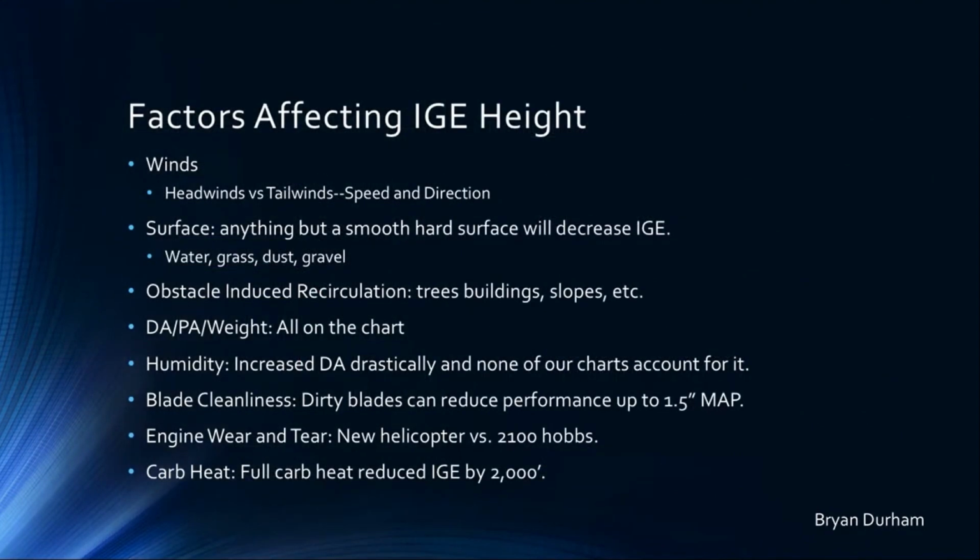Okay, you need to take some notes on these. Your factors affecting your in-ground effect height. Your winds are definitely going to affect that. I could probably hover at any altitude I wanted to if I had 100 knots of wind, okay? If your surface is anything but smooth, it's going to decrease your in-ground effect hover. So trying to hover over water, grass, anything except smooth concrete, that altitude is automatically going to go down. Your chart does not take that into consideration.